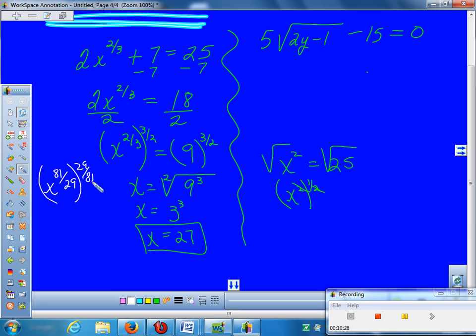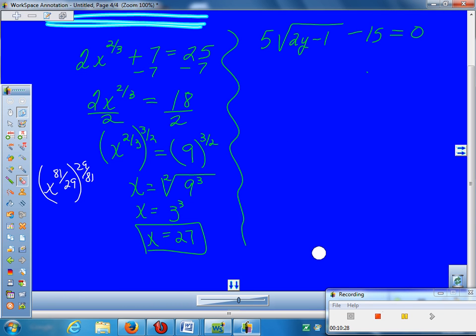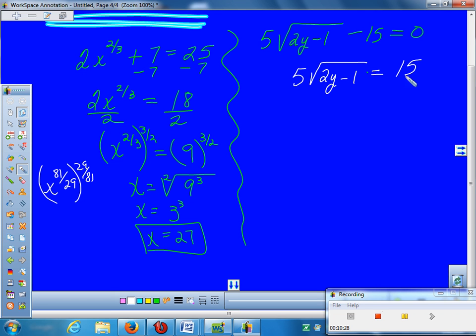Okay, the things we see far more of are this one right here. This happens a lot. And this last part will be very common sense to you. How do I solve for y? It's in a root. Get the root by itself. So you would add the 15 over. Solve the same way. Get the root by itself. Add the 15 over.